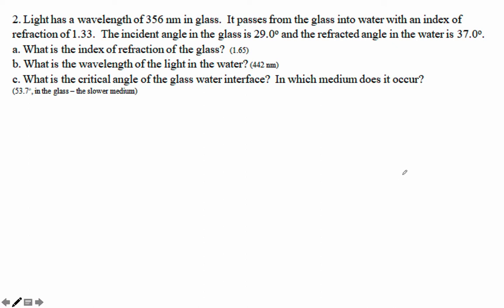Okay, light has a wavelength of 356 nanometers in the glass. It passes from the glass into water with an index of refraction of 1.33. Okay, so let's draw ourselves a picture here.